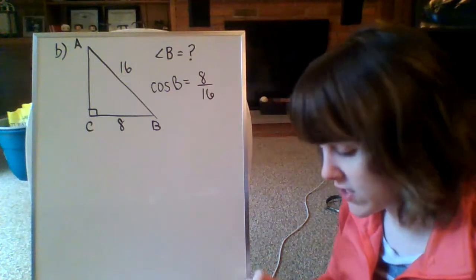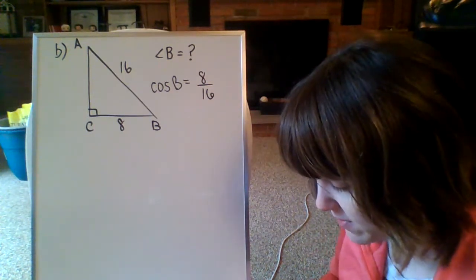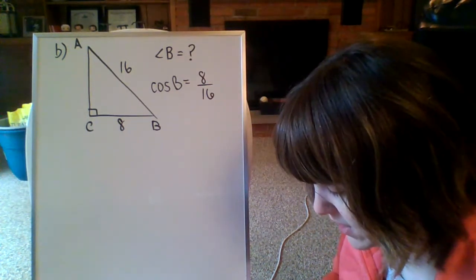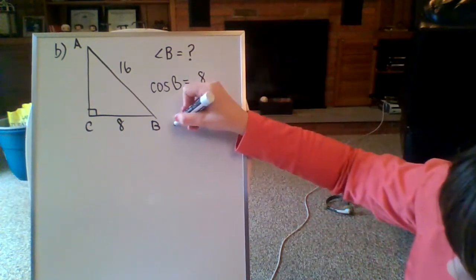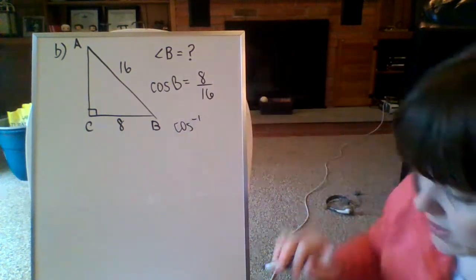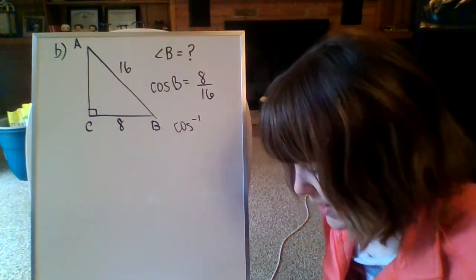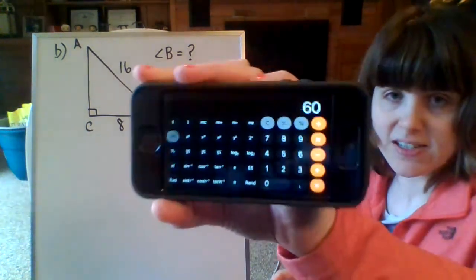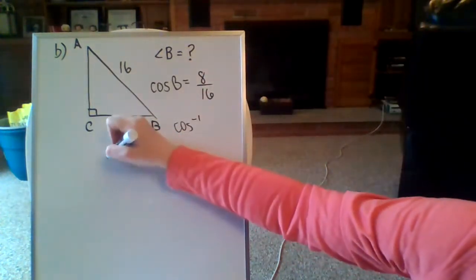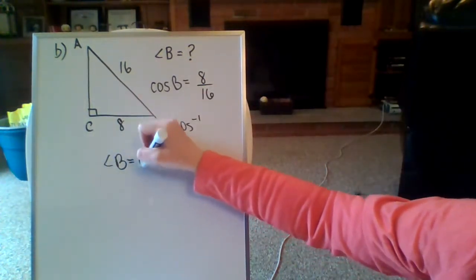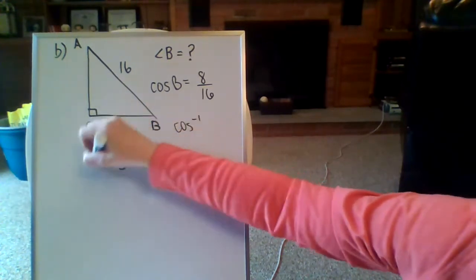Okay, so just like last problem, we're going to do 8 divided by 16 equals, and then this time you want the one that says cosine inverse, so that looks like this. And I got 60. That's what you should get, is 60. So angle B equals 60 degrees. And that's it.